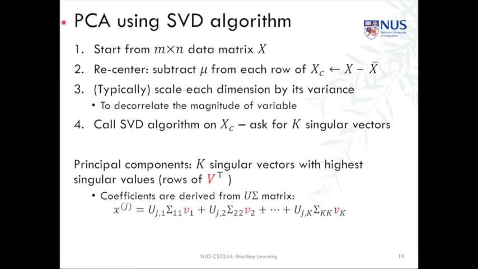Now we can contrast this with the PCA algorithm in general, where we're implementing the PCA using SVD. We have the same steps as in the first three steps, where we take the data matrix and normalize it. We then call SVD on the normalized matrix XC and ask for the K largest singular vectors. What's being returned to us are going to be the vectors with the highest singular values, which are rows of the V transpose, where the coefficients Z are going to be derived from the U times the singular value sigma matrix.